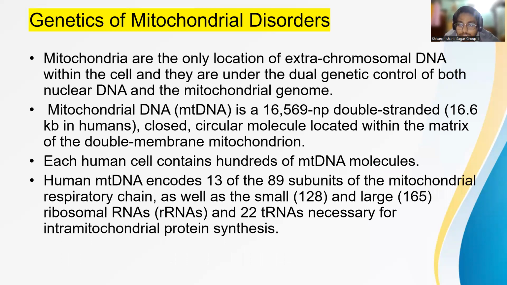Genetics of mitochondrial disorders. Mitochondria are the only location of extrachromosomal DNA within the cells. They are under the dual genetic control of both nuclear DNA and the mitochondrial genome. Mitochondrial DNA is a double-stranded, 16 kb molecule in humans, a closed circular molecule located within the matrix of the double-membrane mitochondria. Each human cell contains hundreds of mitochondrial DNA molecules. Human mitochondrial DNA encodes 13 of the 89 subunits of the mitochondrial respiratory chain, as well as small and large ribosomal RNAs and 22 tRNAs necessary for intramitochondrial protein synthesis.